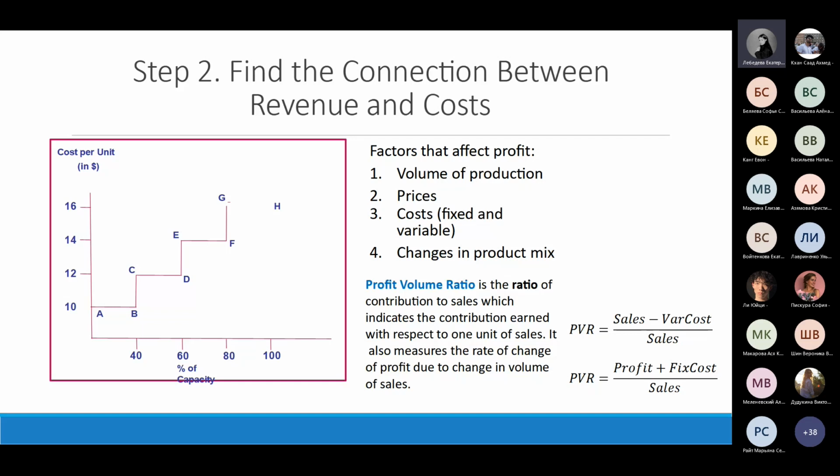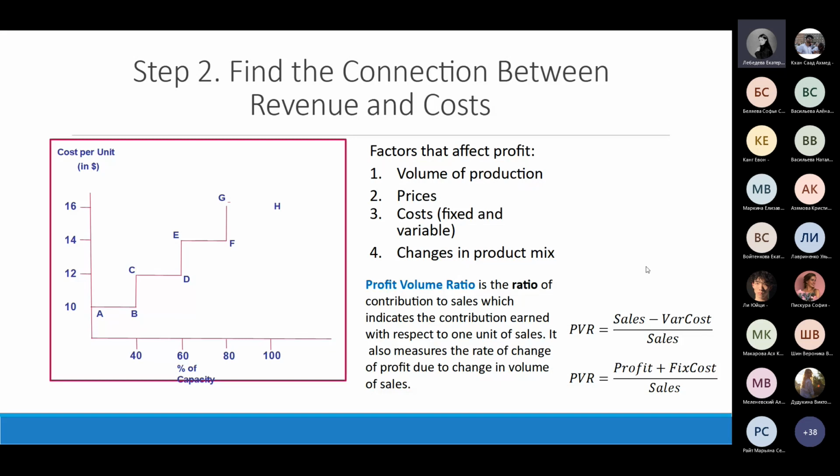So we should extract factors that affect profit, for example, volume of production, prices, costs, and changes in product mix. Product mix means the production portfolio, so the set of specific items that we decide to produce and sell. And we calculate the profit volume ratio, which is the ratio of contribution to sales, which indicates the contribution earned with respect to 1 unit of sales.